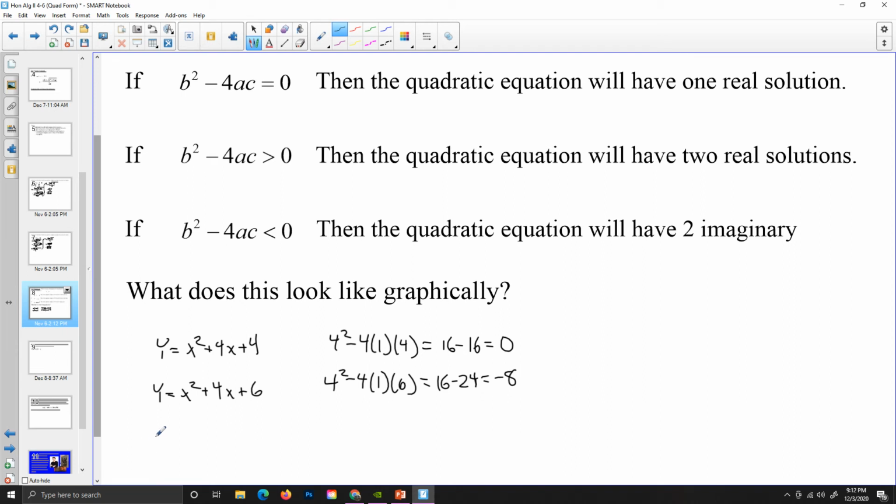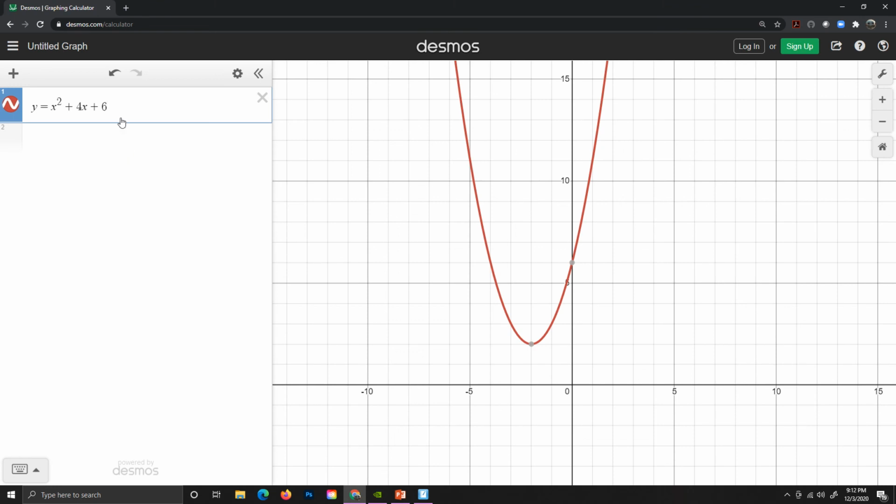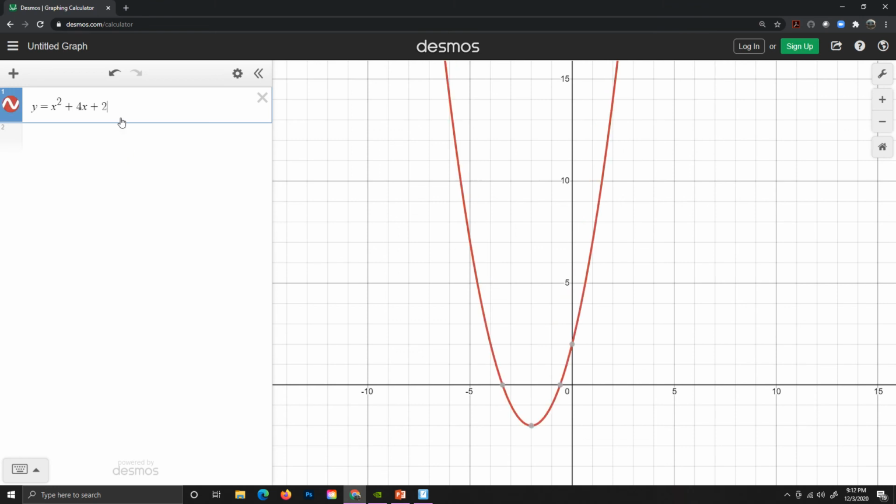Now if we change it to just y equals x squared plus 4x plus 2. Then I'll have 4 squared minus 4 times 1 times 2, which will be 16 minus 8, which will be positive 8. And if we go back to this and we change that to a 2, you'll notice that this thing crosses the x-axis in 2 places, and I'm going to have 2 real zeros.